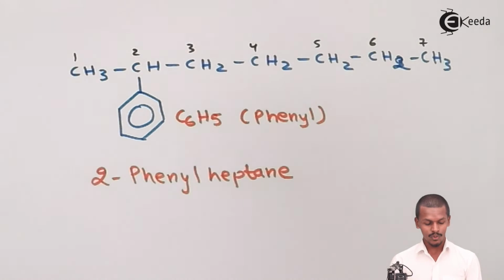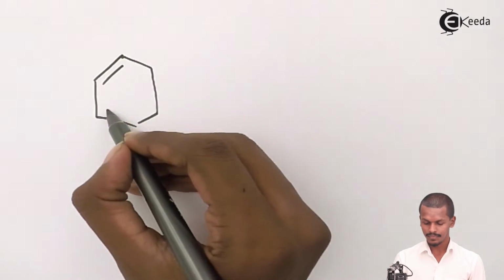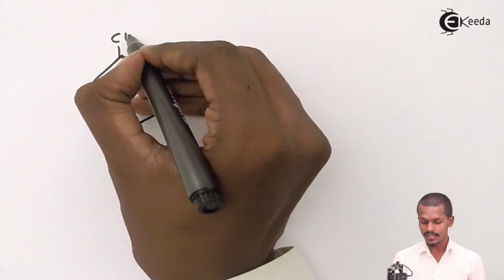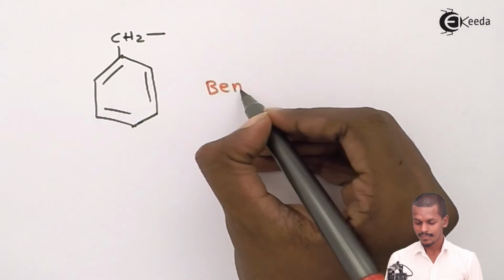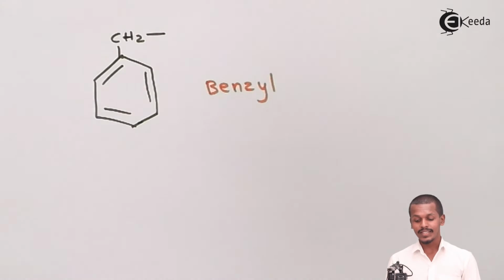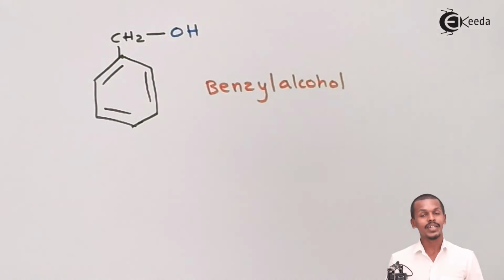Talking about another example, suppose we have a group like this one. This is the benzene, and that benzene is attached to, suppose, CH2. If we observe this kind of group in any structure, then it is called benzyl. So this is the benzyl that we have. And suppose any functional group is attached to this group, like this one, then this would be called benzyl alcohol. So that is what I wanted to mention.